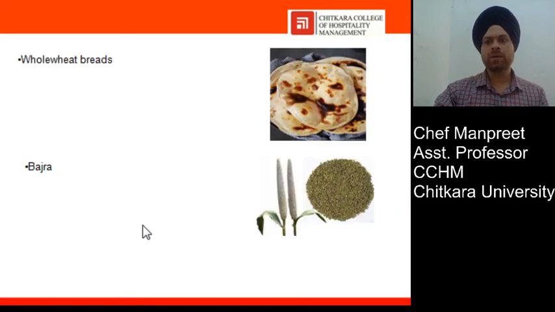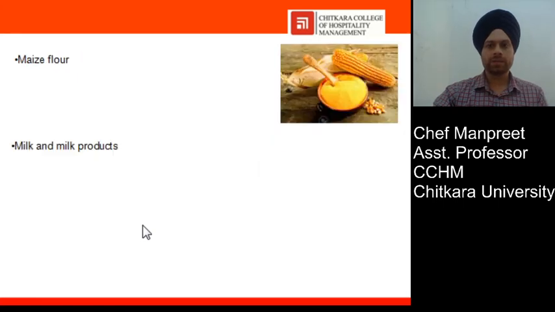Whole wheat bread. Now we have to talk about the delicacies of Punjabi cuisine. Whole wheat bread is a bread which is prepared with the help of whole wheat flour, and it can be prepared on a tawa, and it can also be prepared in a tandoor. Bajra is a kind of cereal grain which is extensively used in some areas of Punjab nearby Rajasthan, and they prepare bajre ki roti and sometimes bajre ki khichdi also.